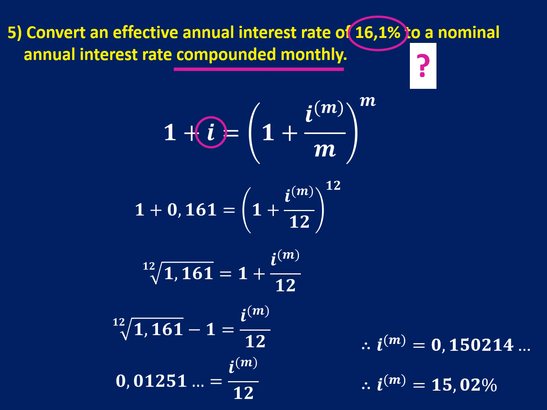But I still have to multiply by 12. And if I multiply by 12, I end up with 0.1502. But I want an interest rate. So my nominal interest rate is 15.02%. In other words, if the bank tells me I'm going to earn 15.02%, but they will compound it monthly, I will actually end up earning 16.1%.